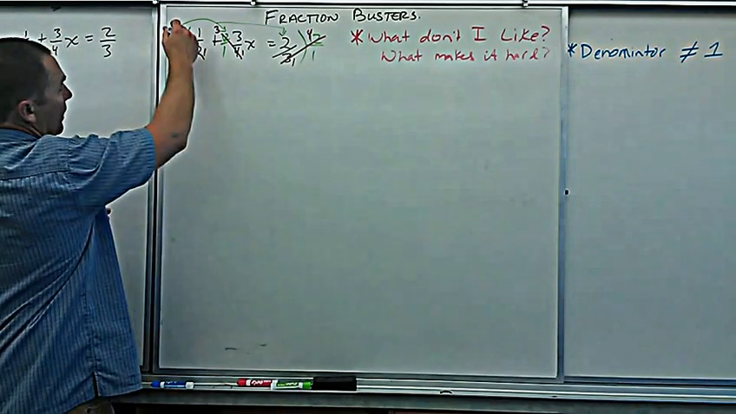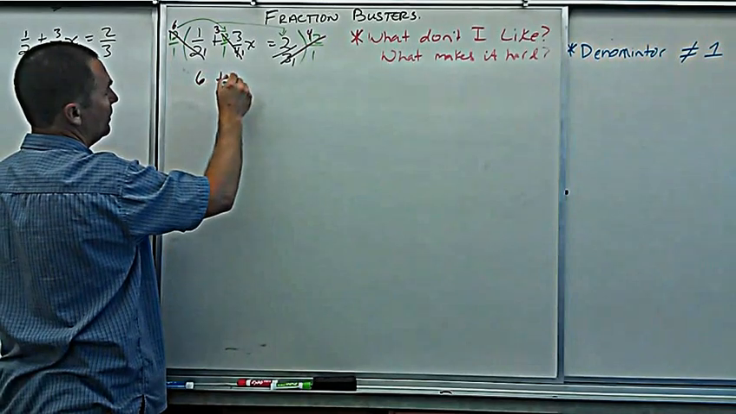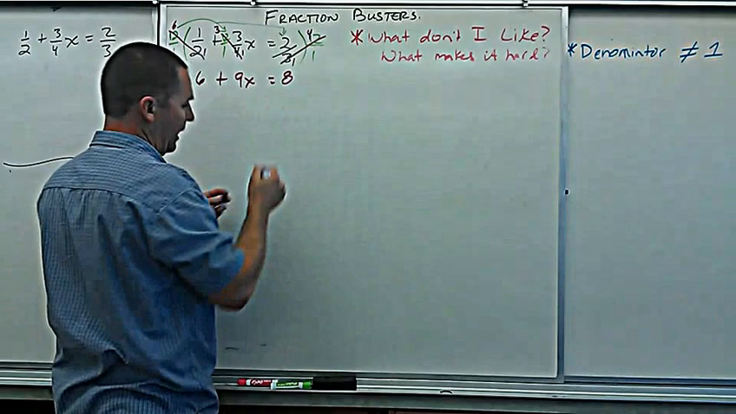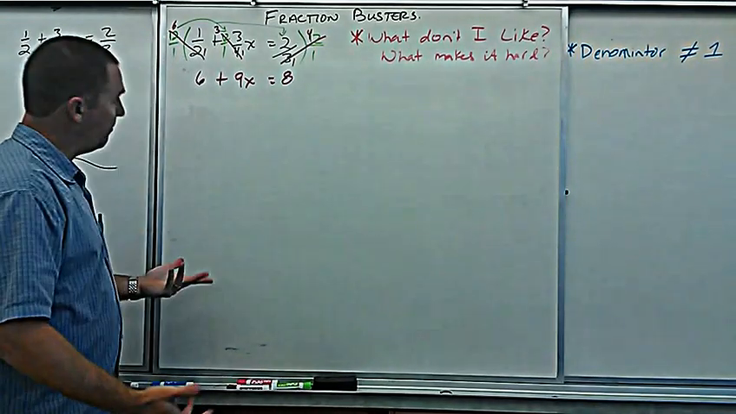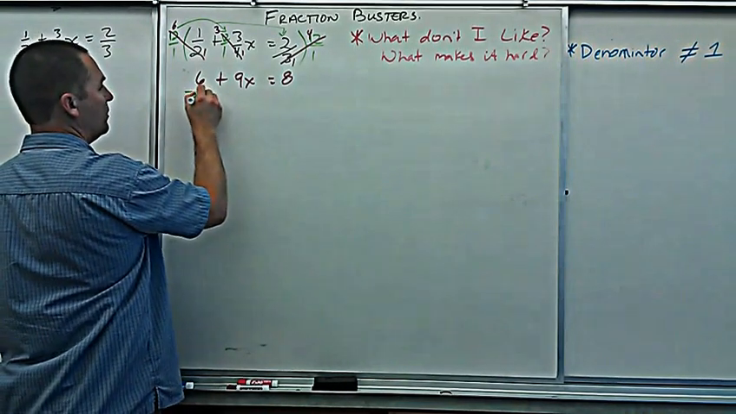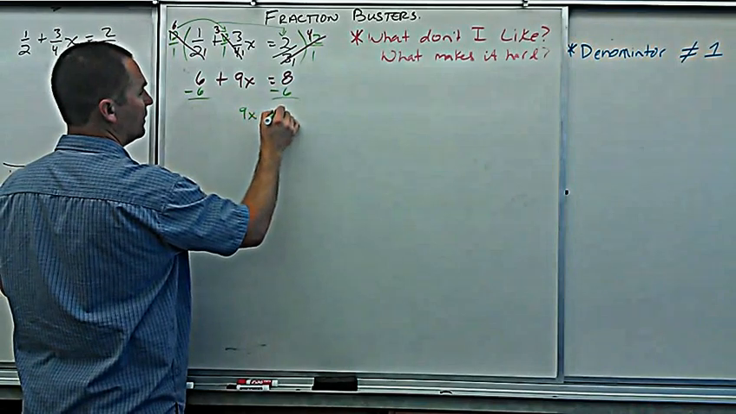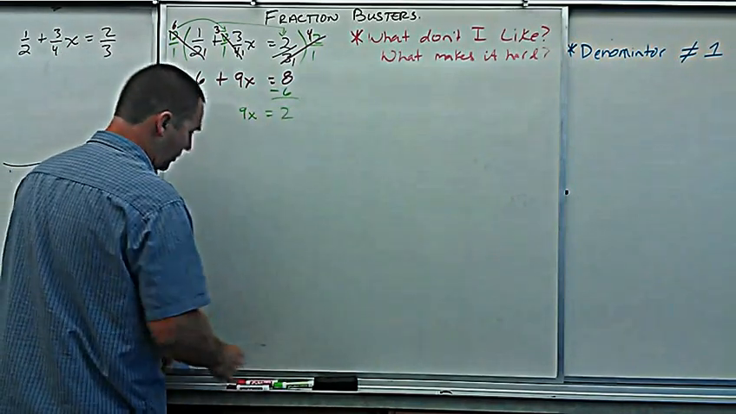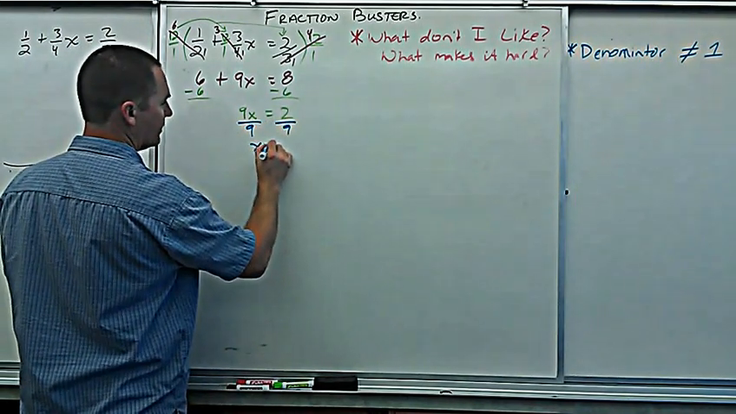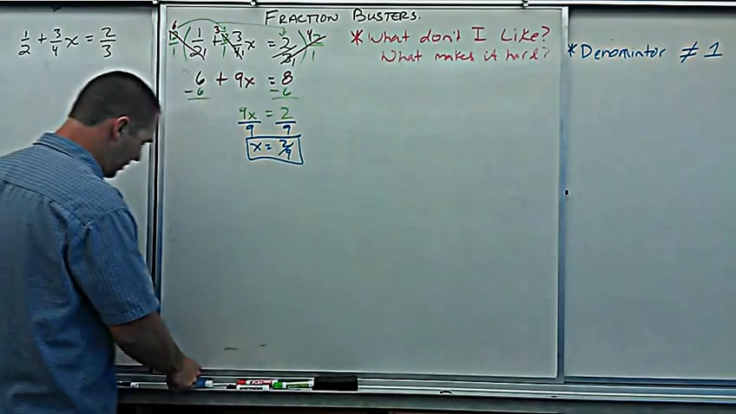And now I can just multiply. 6 times 1 gives me 6. 3 times 3x gives me 9x. And 4 times 2 gives me 8. And then I'm back to my two-step equation. So my next step would be subtract 6 from both sides. I get 9x equals 2. And of course my last step is to divide by 9. X equals 2/9. Okay, hopefully you got that right.